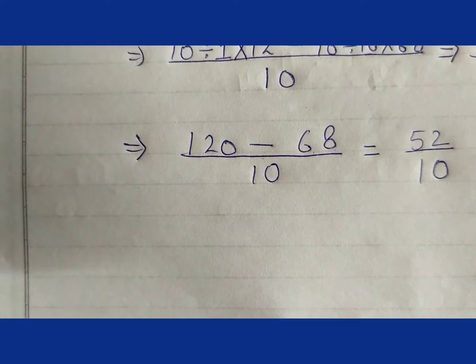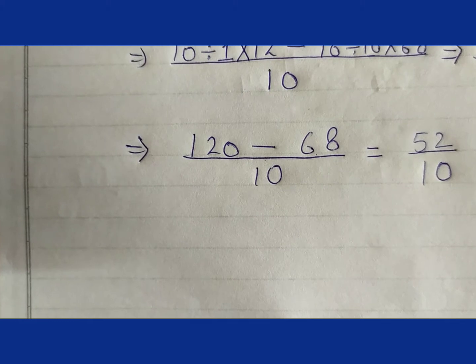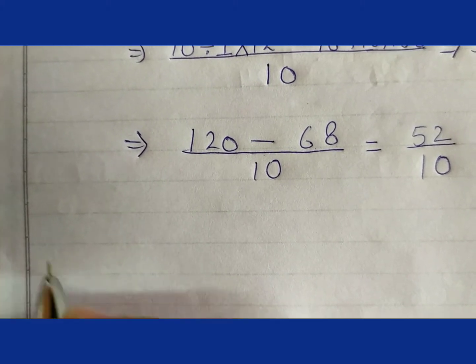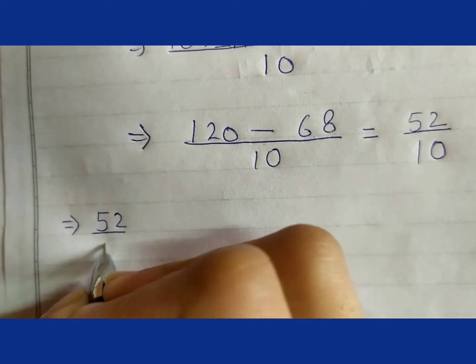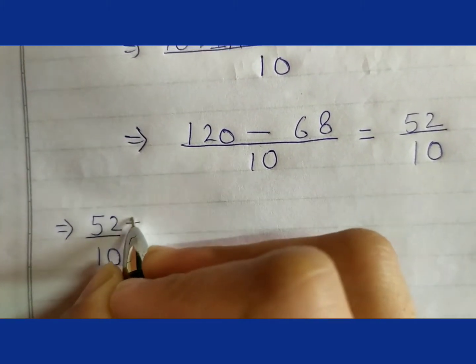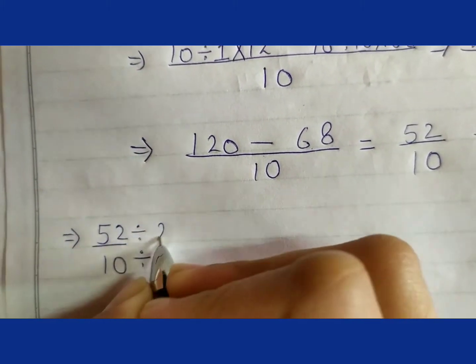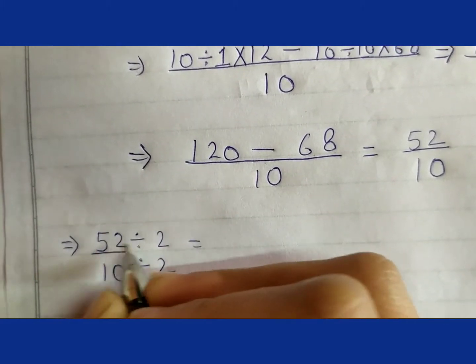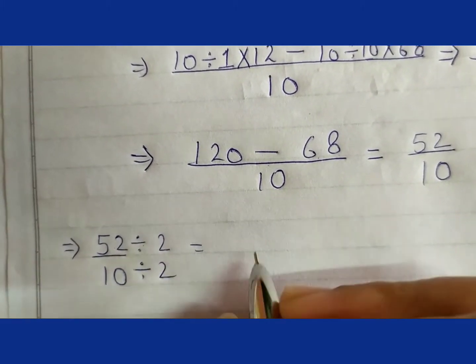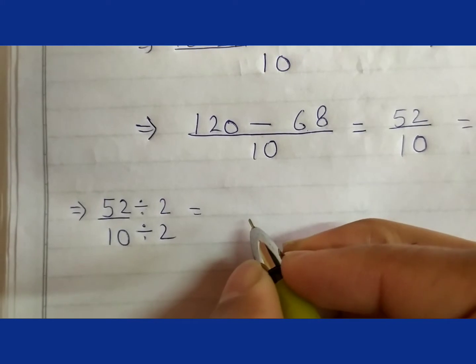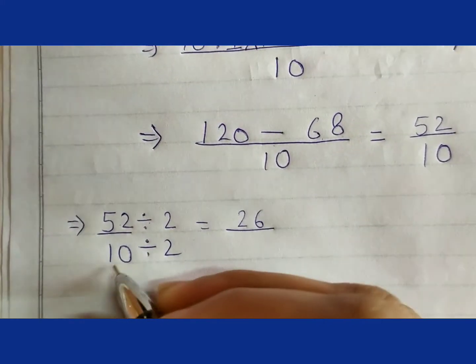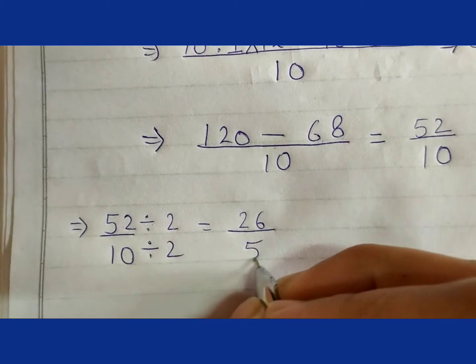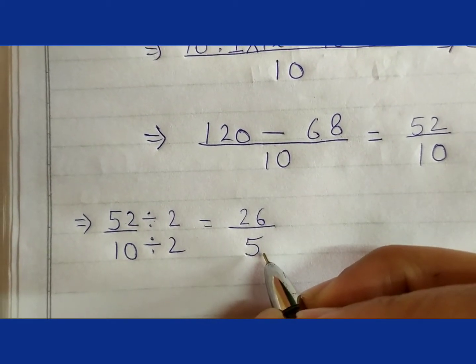52 upon 10. Children, both numbers are divisible by 2. Write 52 upon 10 divisible by 2. 52 divided by 2, your answer is 26. Write 26 upon 10 divided by 2, 5. Change into a mixed number.